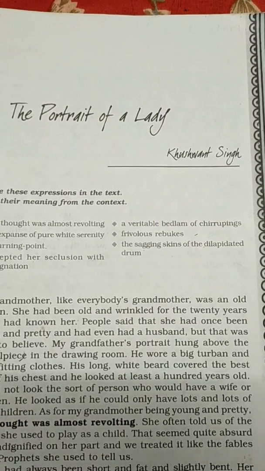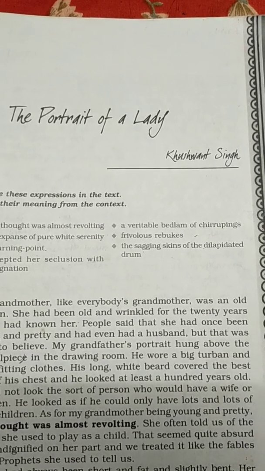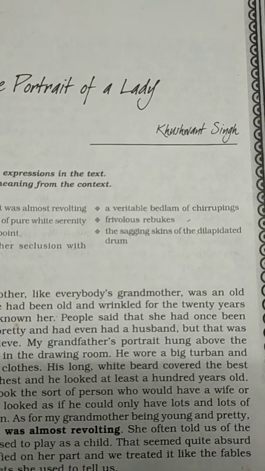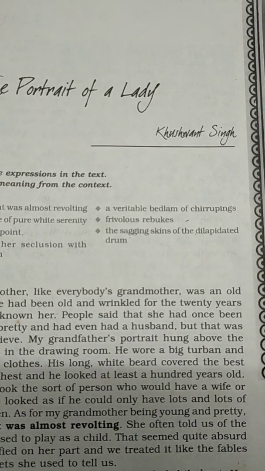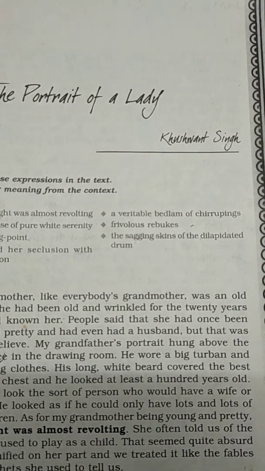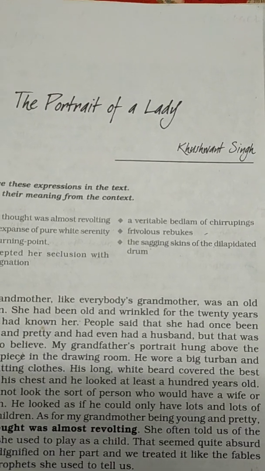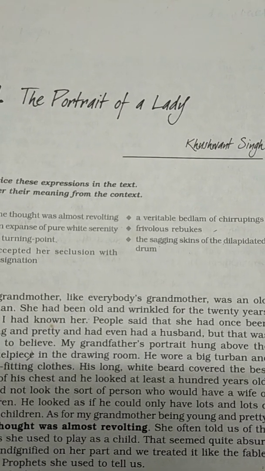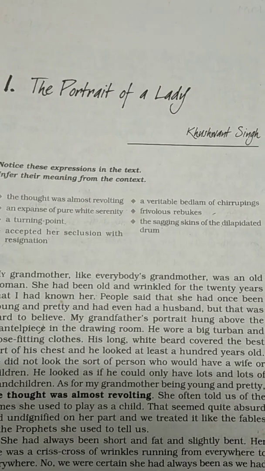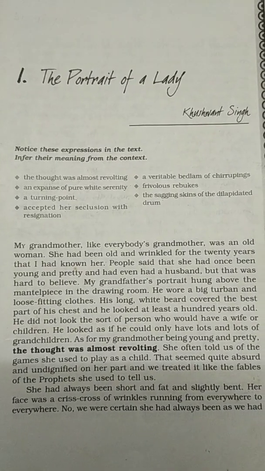Next is frivolous rebukes, which means light-hearted scolding. And the last expression is the sagging skins of the dilapidated drum, which refers to the flabby casing of the drum that was worn out. Might be because the drum was not in use for a long time, and that is why it was completely worn out.